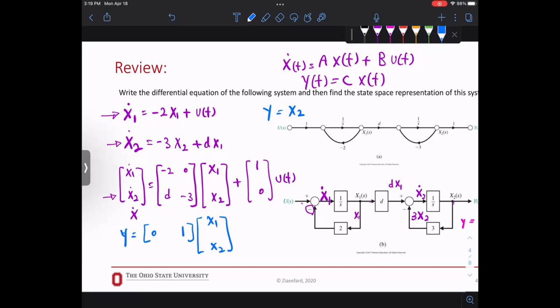Now, these two together are our state space representation. So, as you can see, C matrix only depends on the output measurement or what you are reading on the output, right? Which are combinations of your states. It's never outside of that. And your A matrix tells you everything about your system.